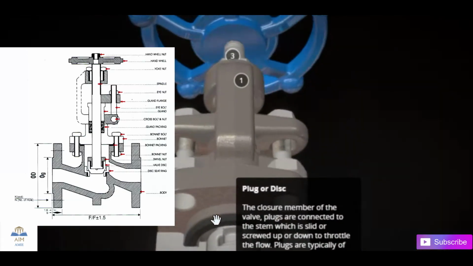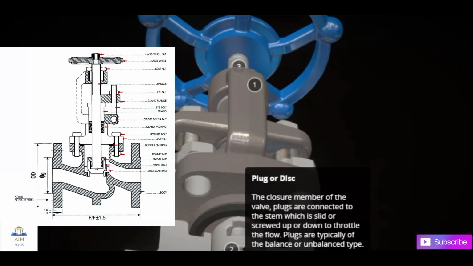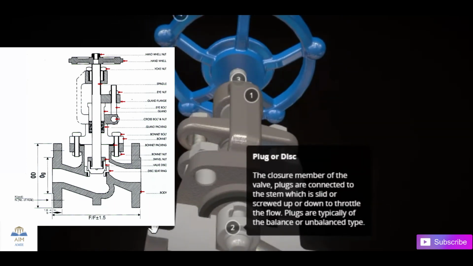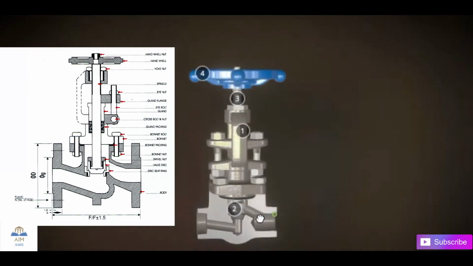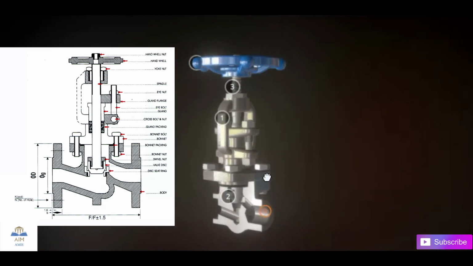Second one is plug or disc. This is the closure member of the valve. Plugs are connected to the stem, which is slid or screwed up or down to throttle the flow. Plugs are typically of the balanced or unbalanced type.